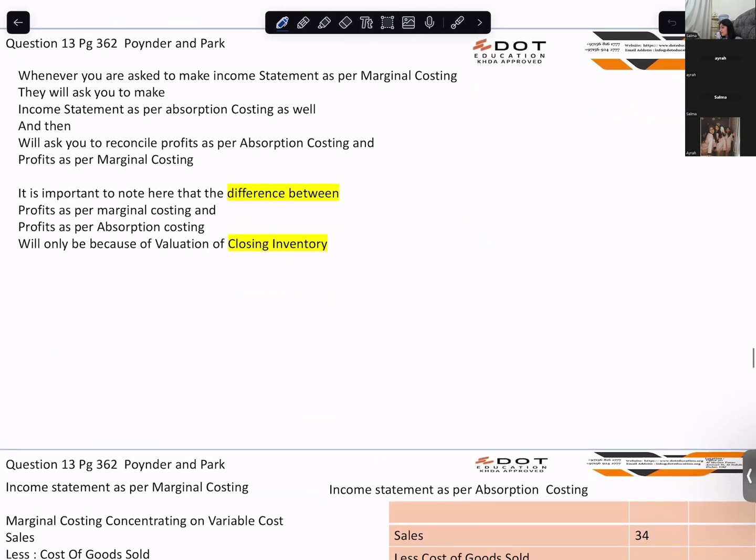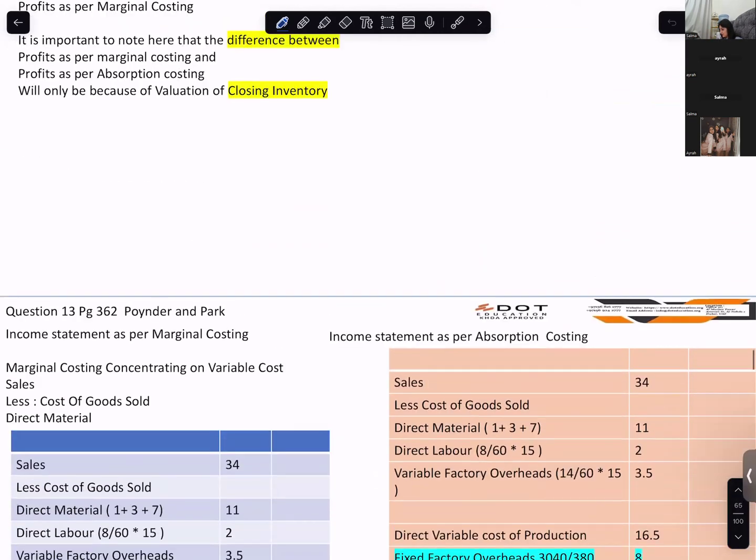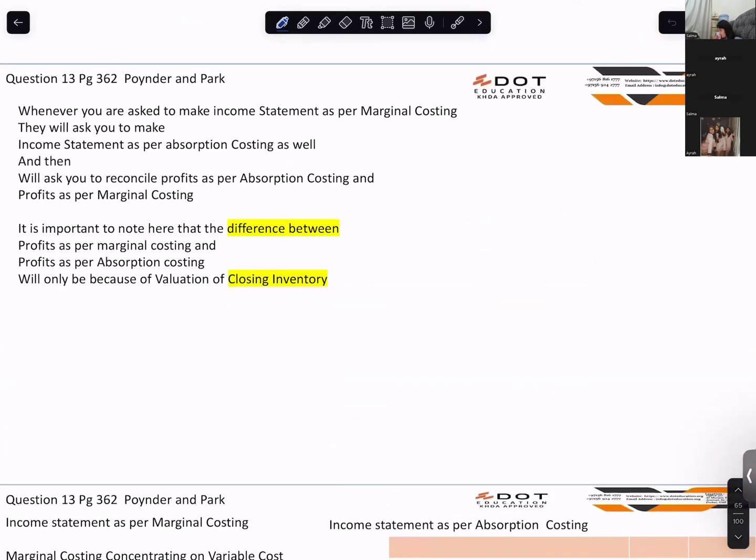Can you give me the format of a marginal costing income statement? You do the revenue, the selling price, minus the variable cost, which will give you the contribution, minus the fixed cost, which will give you the profit.